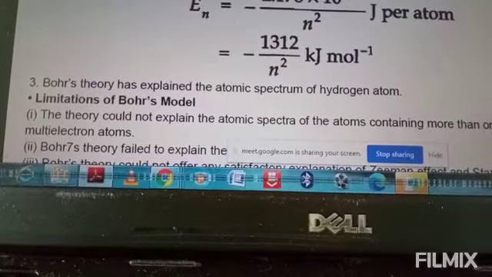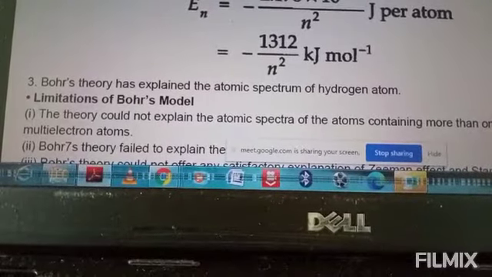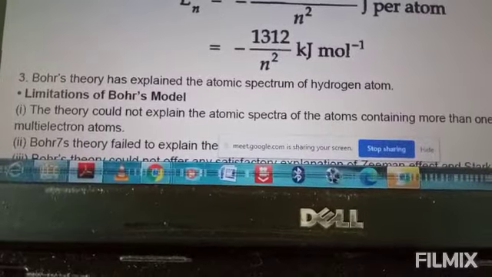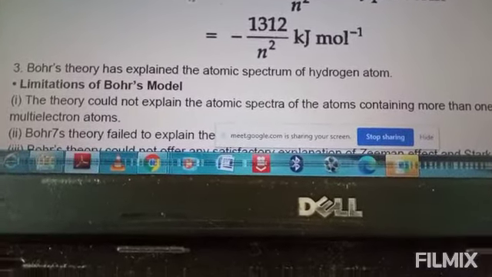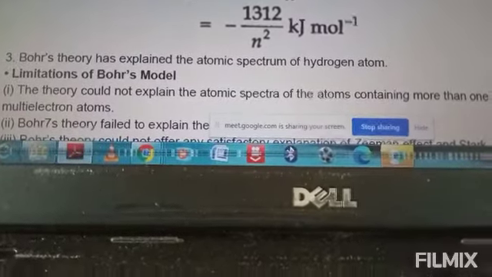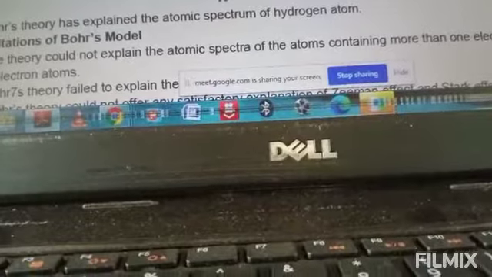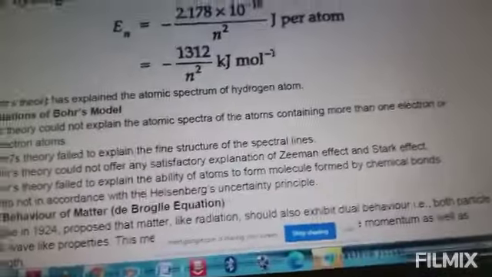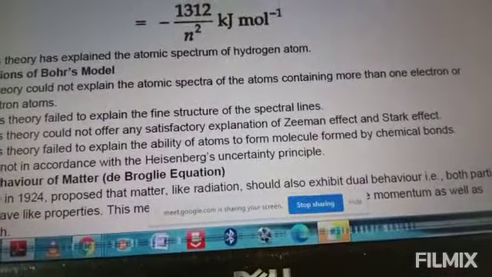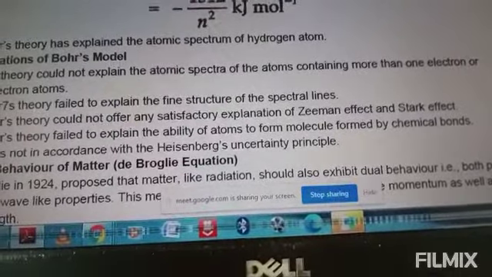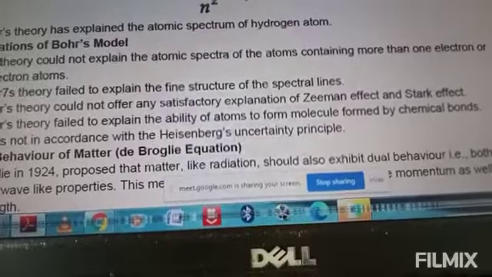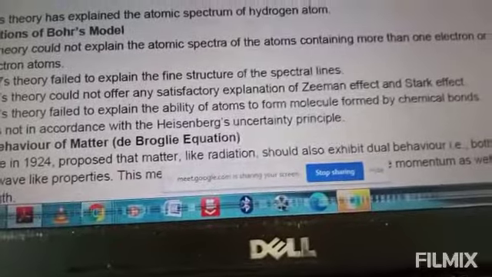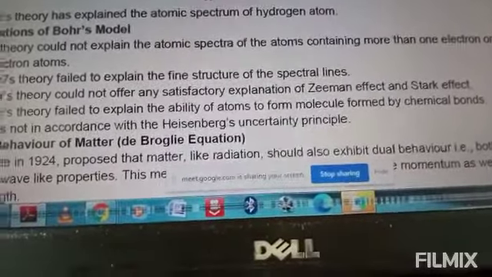Now we'll go to the limitations of Bohr's model. Bohr's model cannot explain the atomic spectra of the atoms containing more than one electron, or multi-electron atoms. And Bohr's theory failed to explain the fine structures of these spectral lines. And again, in point number 3, Bohr's theory cannot offer any satisfactory explanation about the Zeeman effect and Stark effect. So let us see what you mean by Zeeman effect and what you mean by Stark effect.